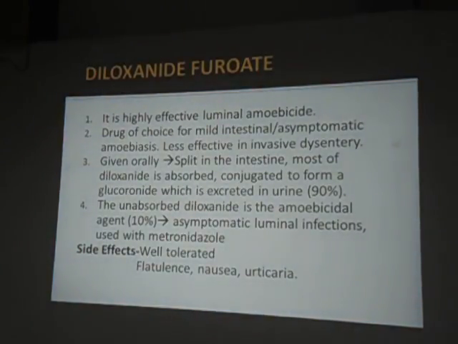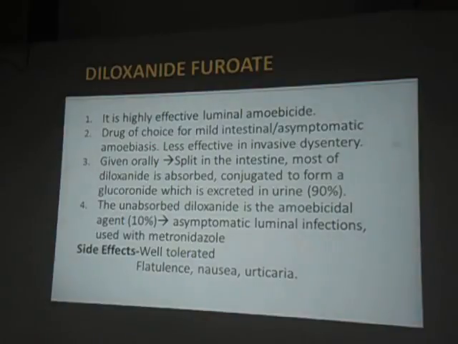Diloxanide furoate, okay, it is the drug that belongs to this group. So it is a highly effective luminal amoebicide. Okay, it is a drug of choice for intestinal and asymptomatic amoebiasis and less effective in invasive dysentery. Here, there are very few drugs where the drug which is absorbed will not be functional. This drug is something like that.